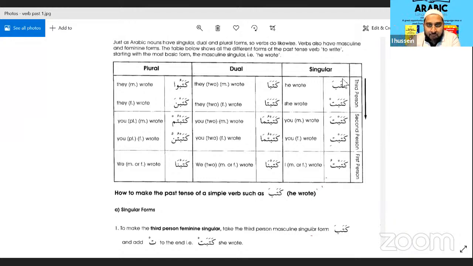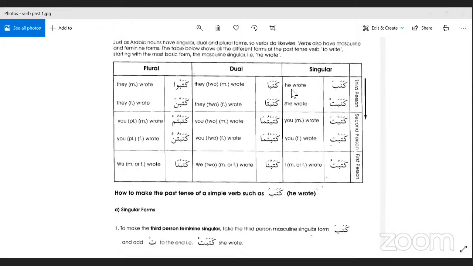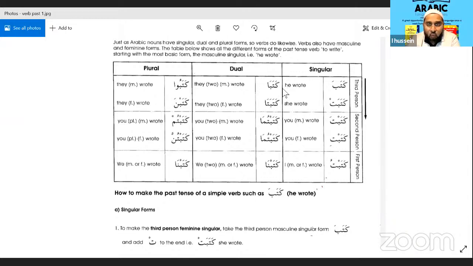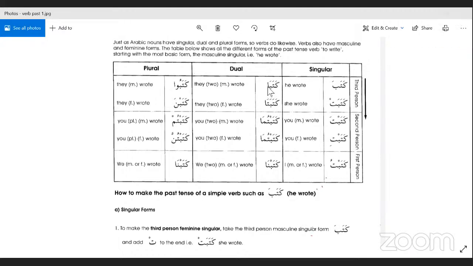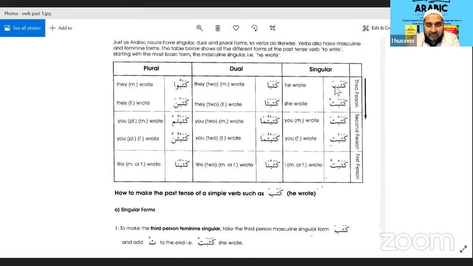Now, kataba is a 3-letter verb, and it means, what does it say in English, sister? He wrote. Yeah, kataba, he wrote. And then when we want to make the dual for 2 males, you add an alif at the end. Kataba, excellent. So kataba means he wrote.